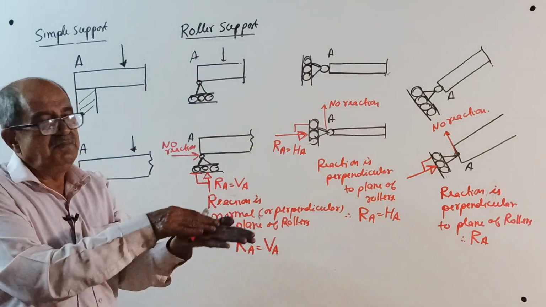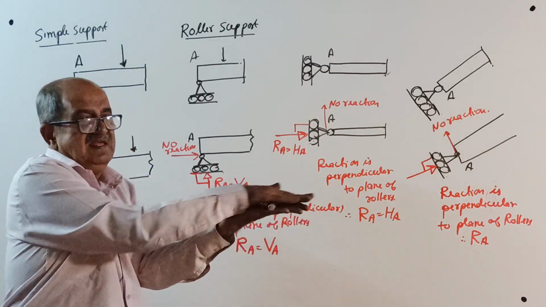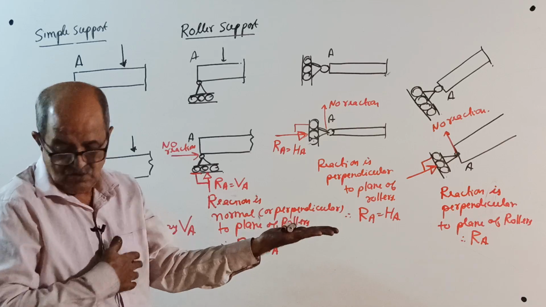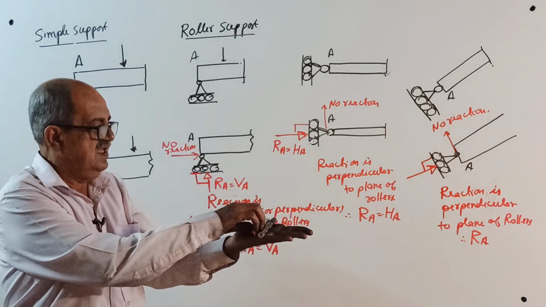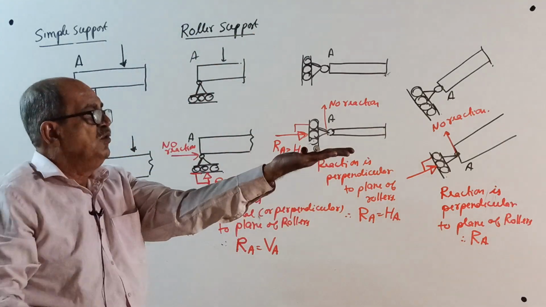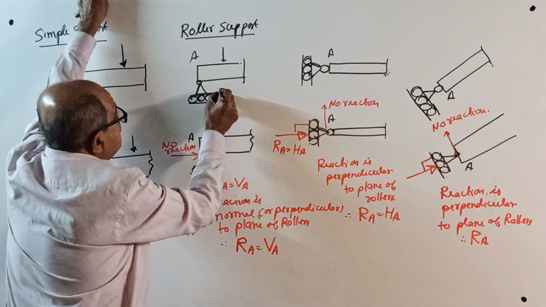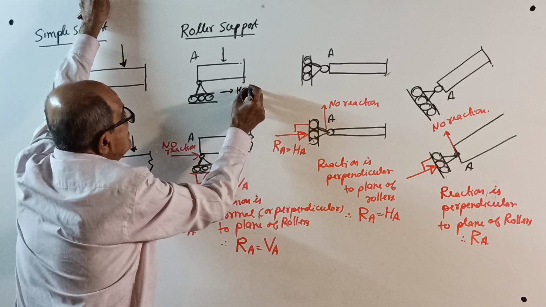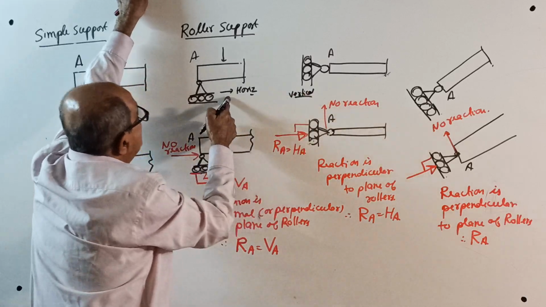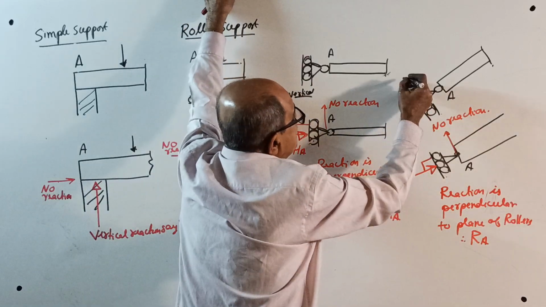Roller support. Something like this. We won't discuss more about roller support now. If you see roller support, you can make a note here. Roller plane is horizontal, roller plane is vertical, roller plane is inclined.